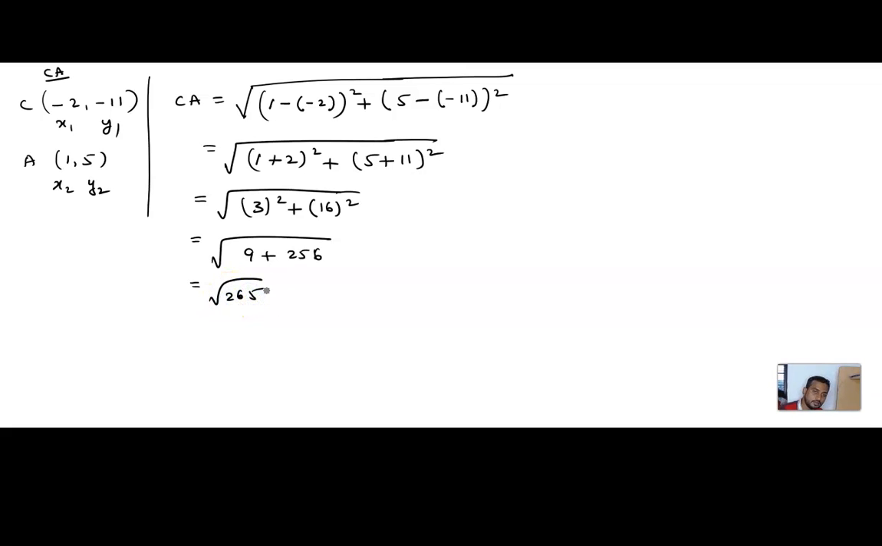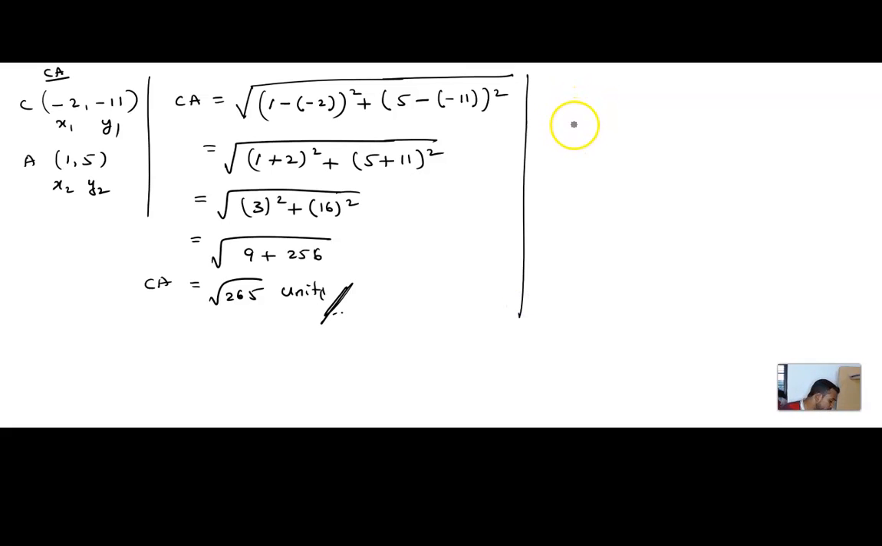265, right? It ends with 5, right? You can take the 25 table. Does 25 go into 265? No. So CA is equal to root 265 units. Now directly we can conclude whether AB plus BC should be equal to CA, right?